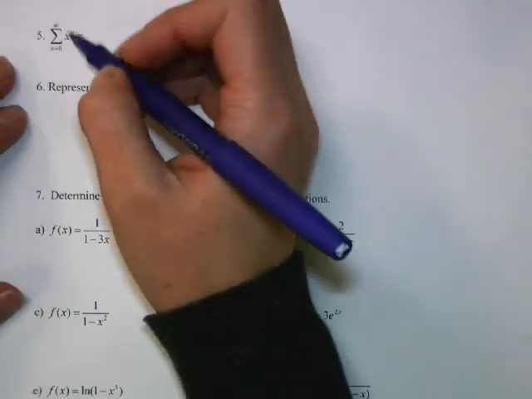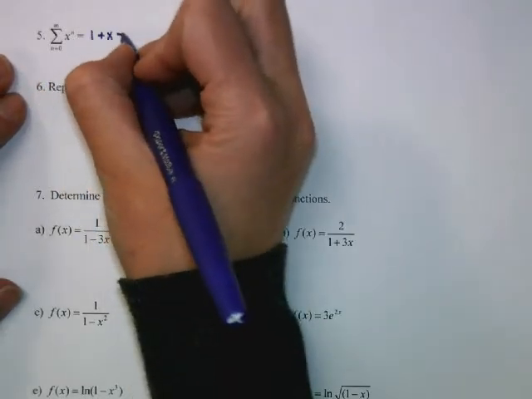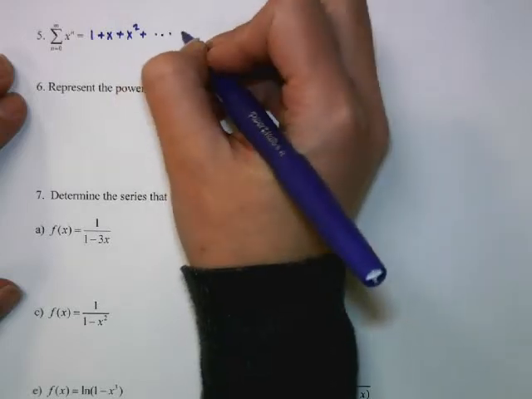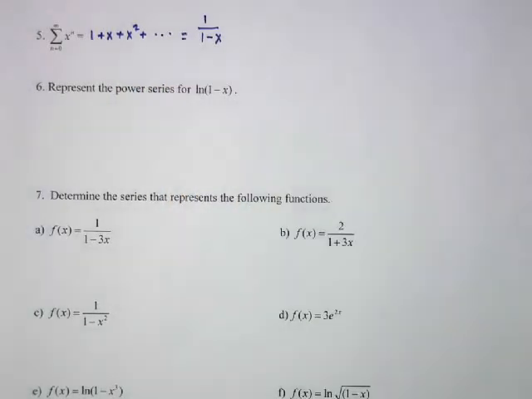Okay, so let's just look at x to the n. So this is the series 1 plus x plus x squared, and so on, which is 1 over 1 minus x. We're going to see this series a lot.